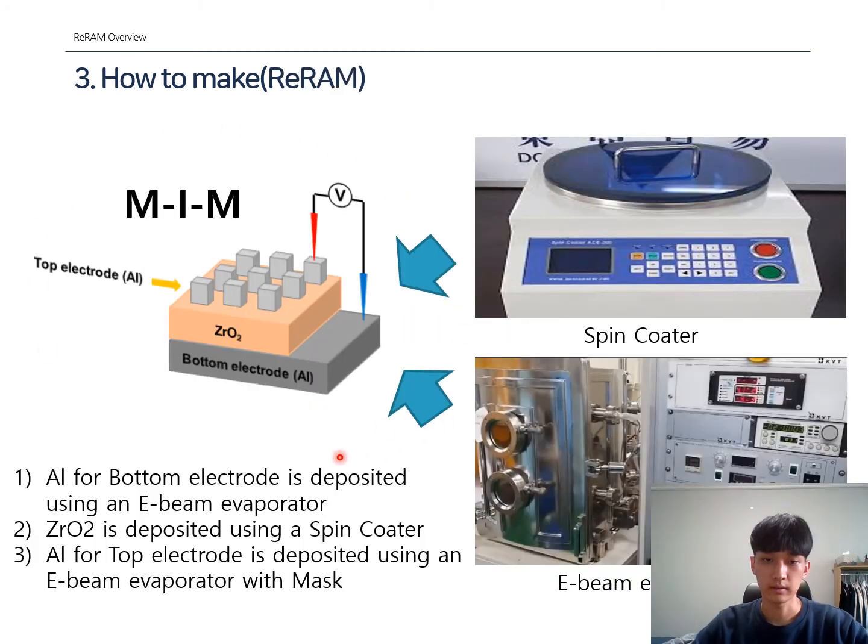This is the figure of our ReRAM device. It is a sandwich device. The bottom electrode is here, in the middle there is the zirconium oxide thin film, and at the top there are top electrodes. First, the aluminum bottom electrode is deposited using a vacuum evaporator. Second, we deposit the zirconium oxide using a spin coater and solution. Third, the aluminum top electrode is deposited using a vacuum evaporator with a mask.